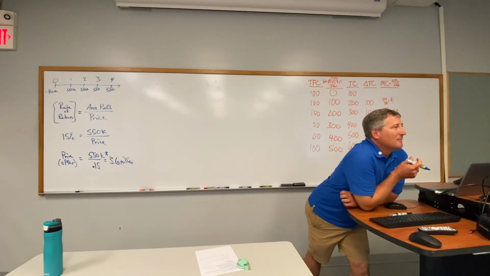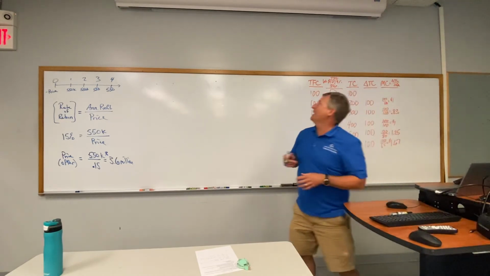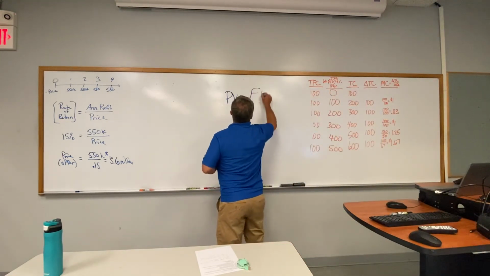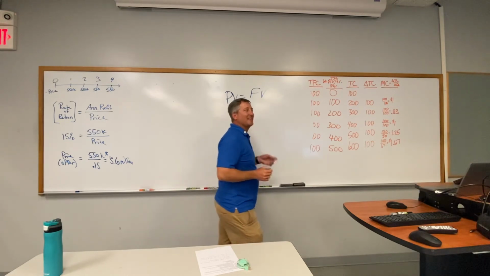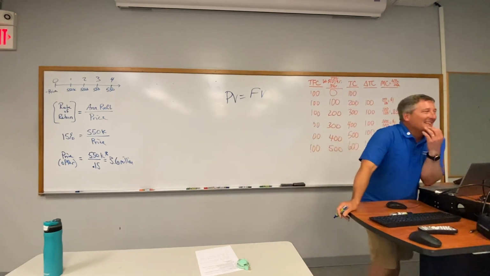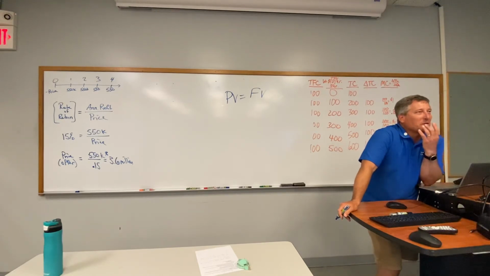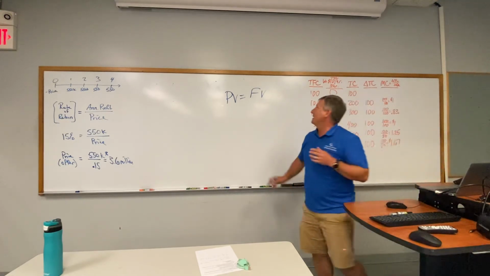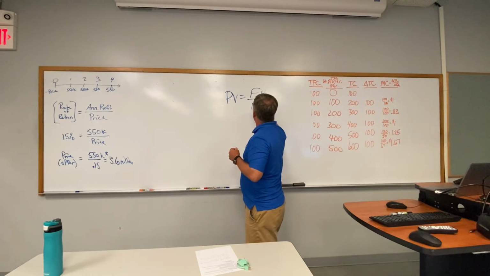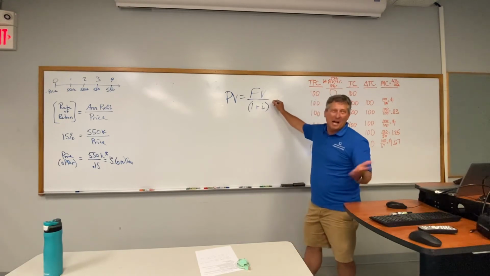Present value formula. What do you got for me? Present value equals future value. Okay, I like it. So that's wrong so far, but let's start. What do we need to do with those future values? Somebody want to help Stormy out? Divided by what? 1 plus the rate to the power of the time. All right, to the power of the time periods, right?